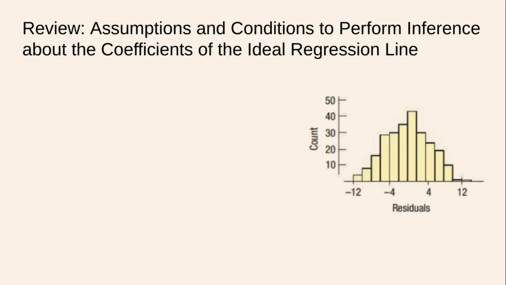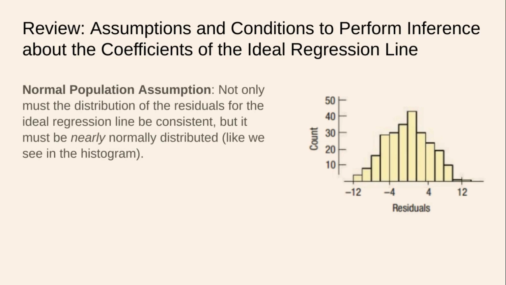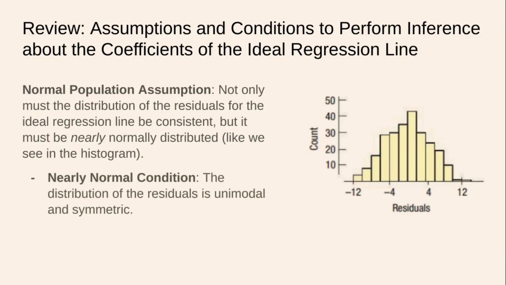And there's one more condition. The normal population assumption: we need to ensure not only that the distribution of the residuals for the ideal regression line must be consistent, but they must be nearly normally distributed. So just like those residuals we see in the histogram from our textbook, that's what the residuals need to look like. So we see the nearly normal condition: the distribution of the residuals is unimodal and symmetric.